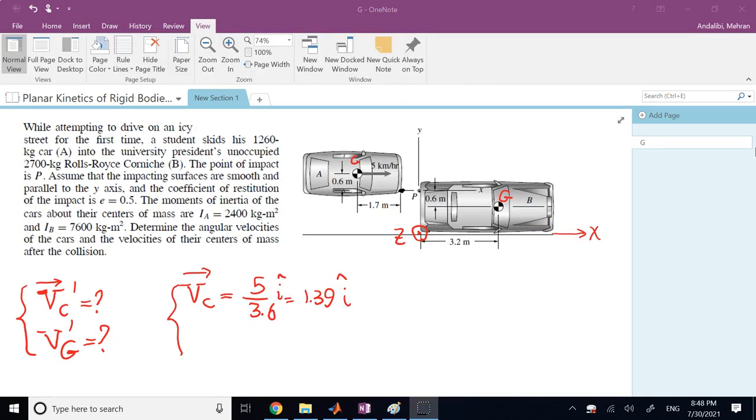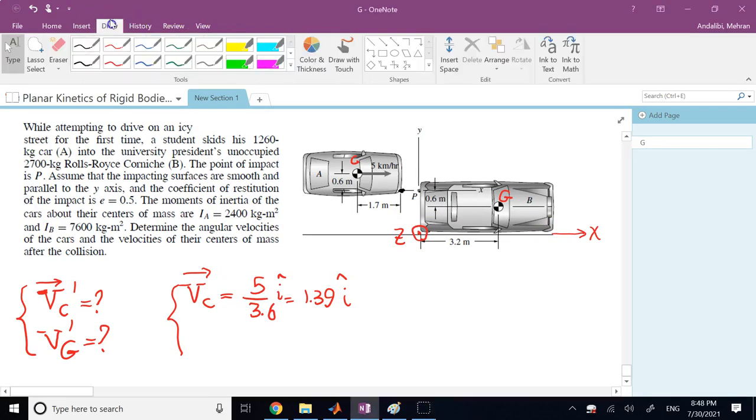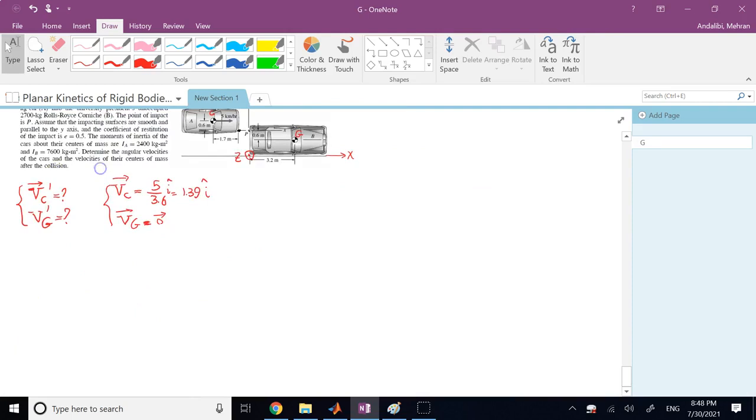What about v of g? Since the whole car B is stationary before the impact, v of g is going to be 0 before impact. So these are the linear velocities at the centroids, but we also have omegas. Omega of both cars was 0, so omega A and omega B were both 0 before impact. What we need is, what are these omegas after impact?